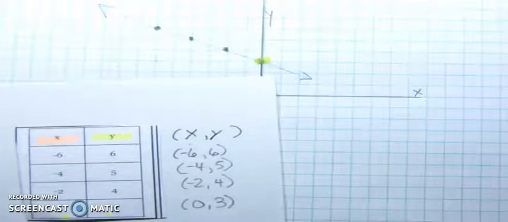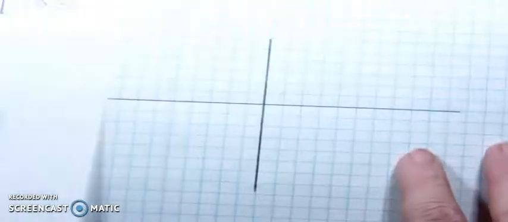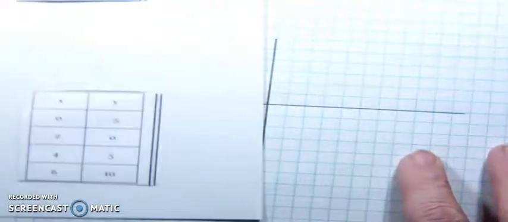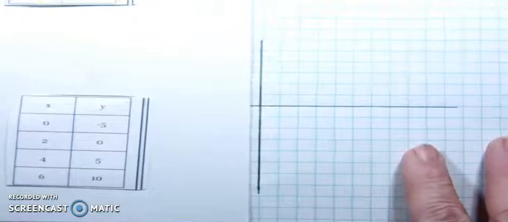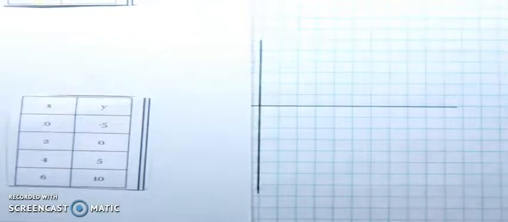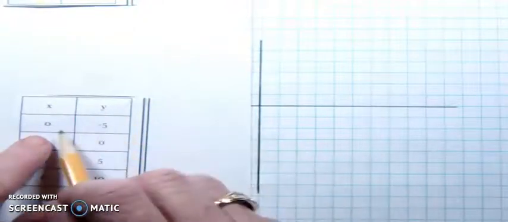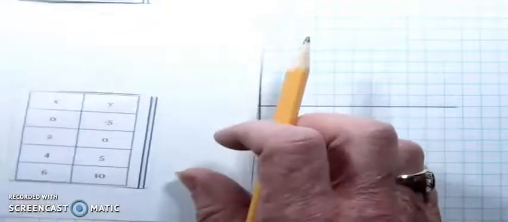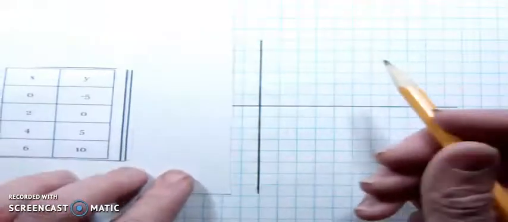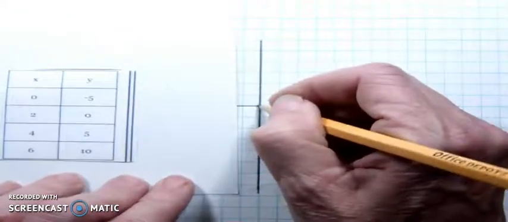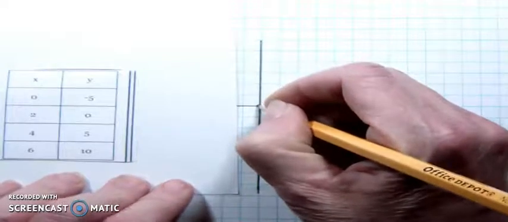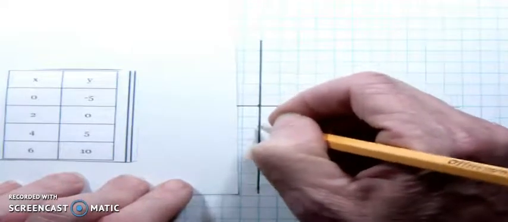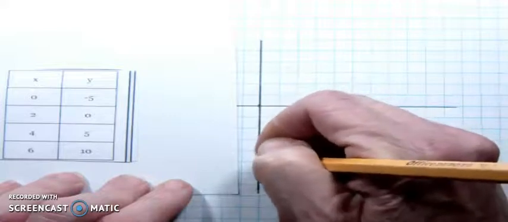Let's try another one and see if we see any similarities to that graph. So here's another graph right here, and here is a table. Okay, we have x and y values. So let's go ahead and plot these and see what we can find out. So we have our first value: x is 0 and y is -5. So I know that the 0 means I'm right here at the origin, and I'm not going to go left or right, but I am going to go to -5. -1, -2, -3, -4, -5.